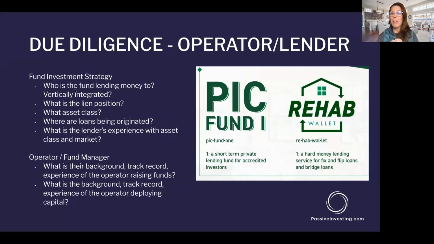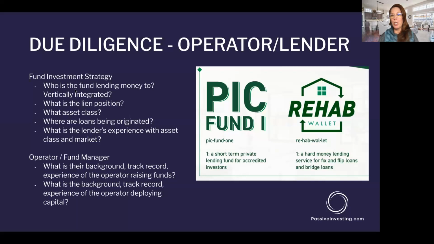I've seen some debt deals where you invest in the debt fund and then the operator has carte blanche control on who they lend to. And if one lender goes down, they can switch lenders on you, which changes the whole risk profile of the fund. So you want to understand what that relationship is. What is the lien position? When a note gets written, are you in first position, second position, third position? What asset class: single family, multifamily, business, who knows?